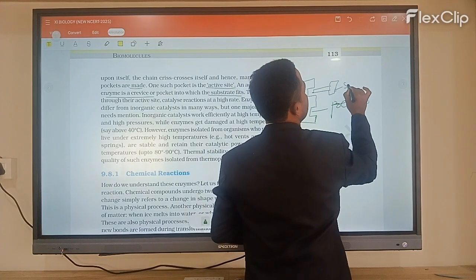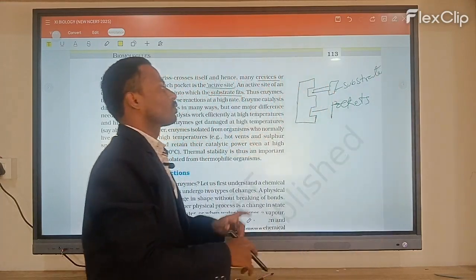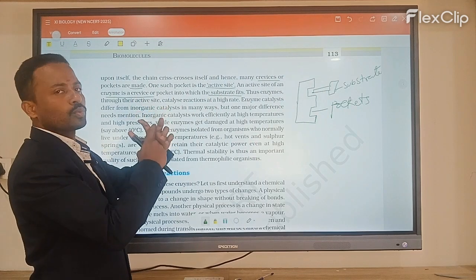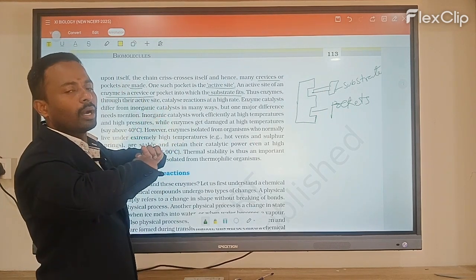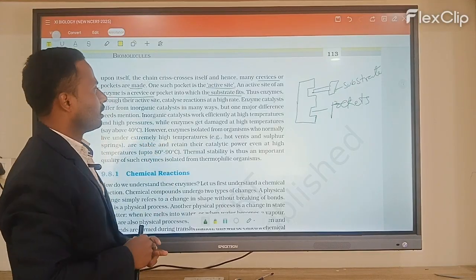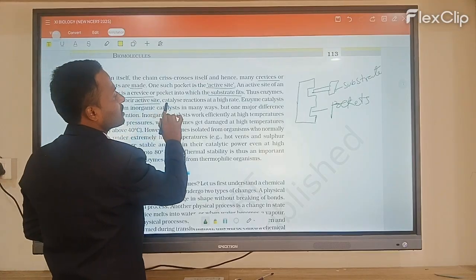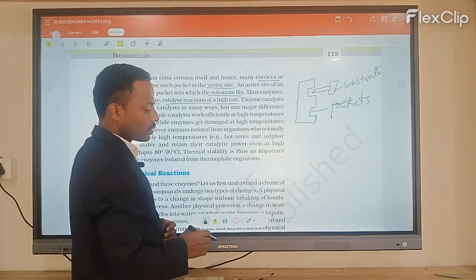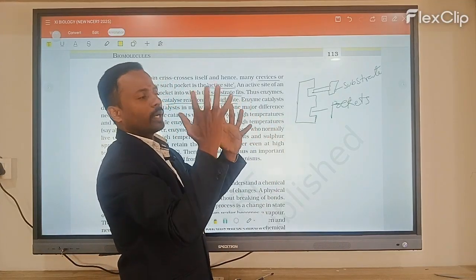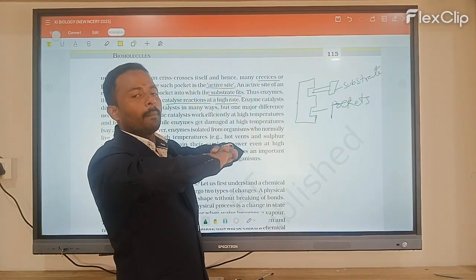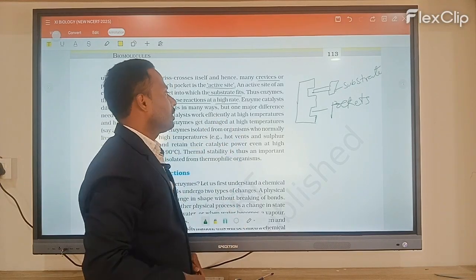This is the substrate. For example, this is an active site. The substrate binds to this active site, and then a product is formed. Thus the enzyme's active site catalyzes the reaction at a high rate. When the substrate binds to the enzyme's active site, the enzyme activity increases.